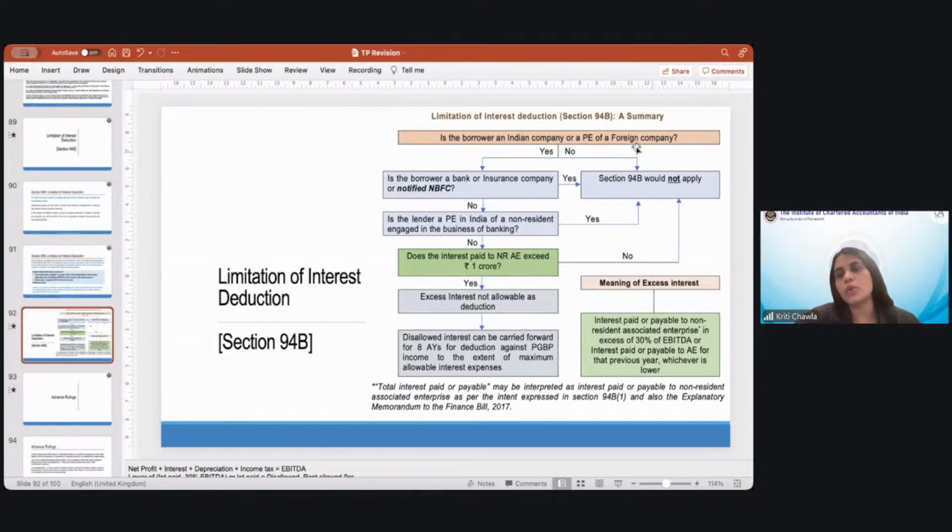Is the borrower an Indian company or PE of a foreign company? If no, then Section 94B will not be applicable. But if yes, then it will be applicable. And then you have to see what kind of entity it is, and then the lender, and then the interest should be more than 1 crore rupees. Then excess interest will not be allowed. And what is the meaning of excess interest? It is the interest paid or payable, in excess of 30% of EBITDA, or the interest paid or payable, whichever is lower.